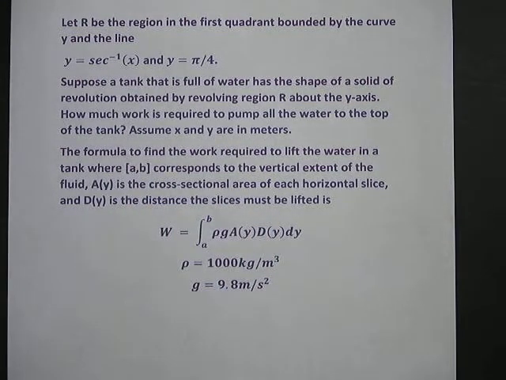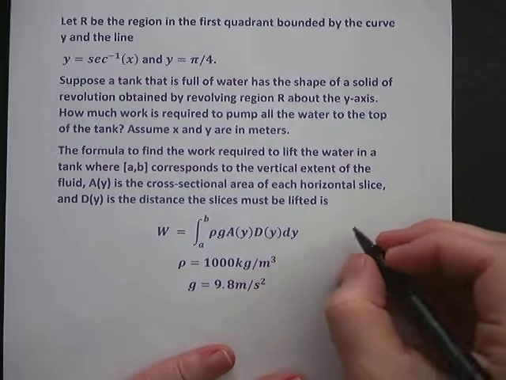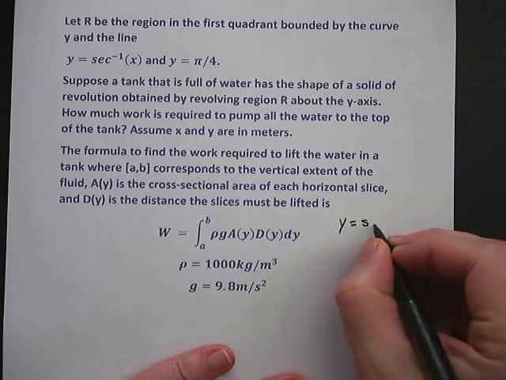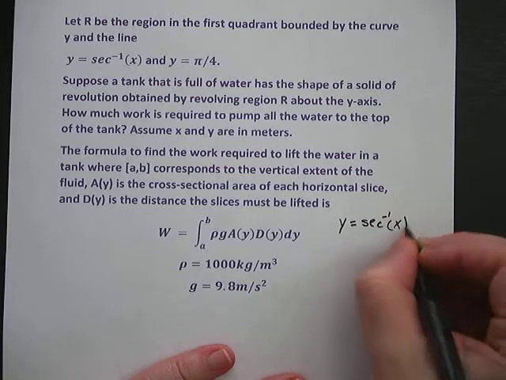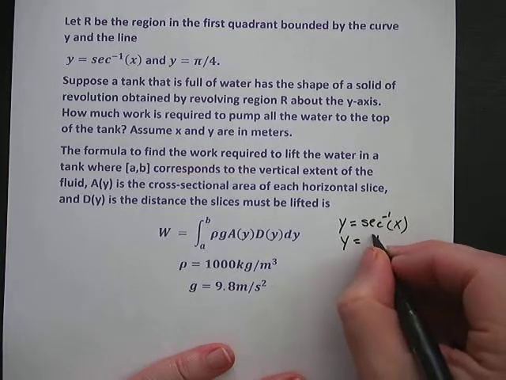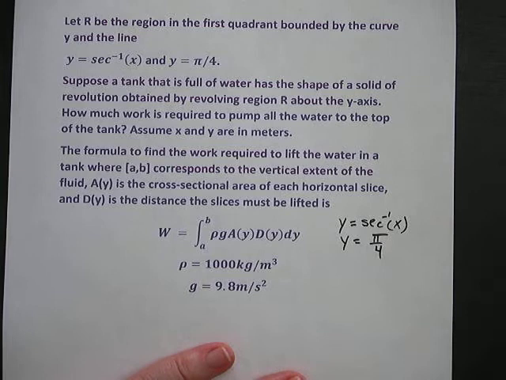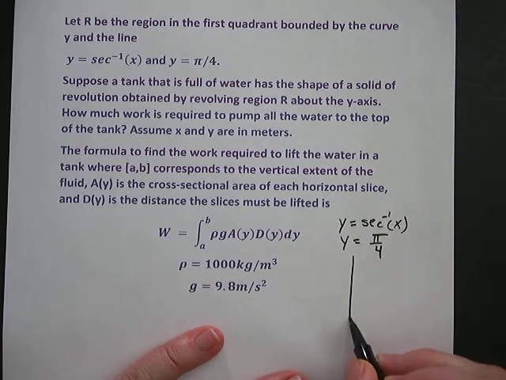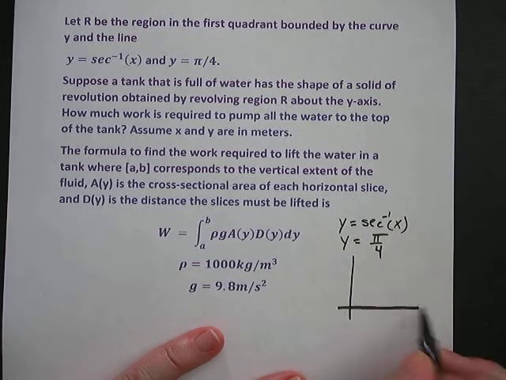The first thing we want to do is graph this. If we graph the two things, y equals inverse secant of x and y equals pi over 4, this is going to be in the first quadrant only. If you're graphing this in a calculator, you would need to zoom in pretty close to 1, 1 in the first quadrant. So I'm only going to give you the first quadrant look at this.